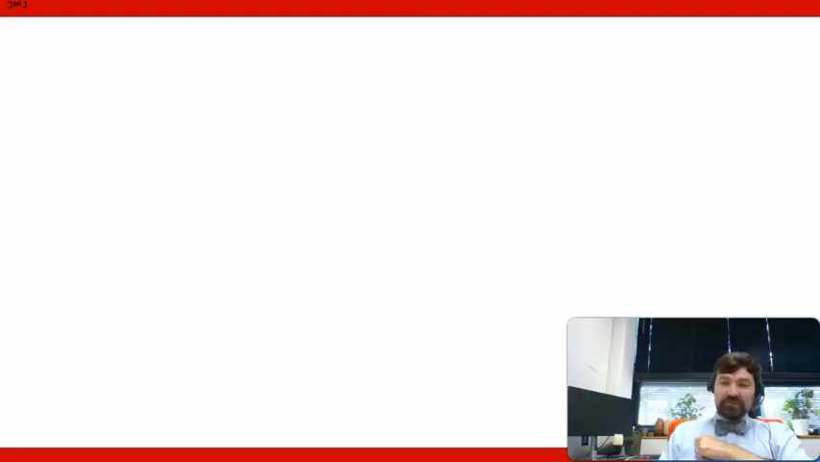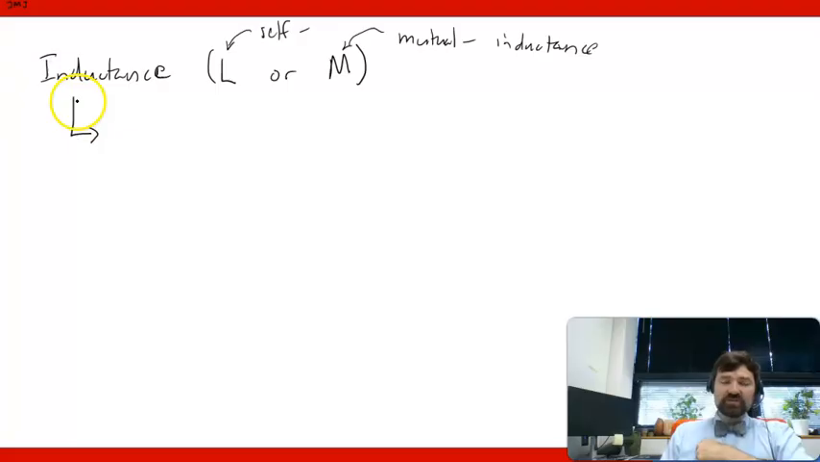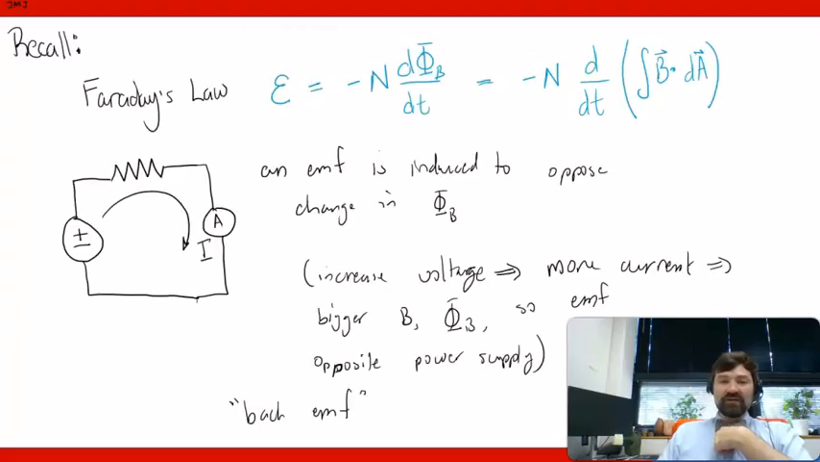Now, all of that is a bit of a mouthful to have to say every time that we want to talk about a back EMF. So we can introduce this new idea called inductance. Inductance we often represent with either an L for self-inductance or an M for mutual inductance. What it does is get us around having to figure out magnetic field fluxes every time, and instead focuses on more current or less current, rather than bigger flux or smaller flux.